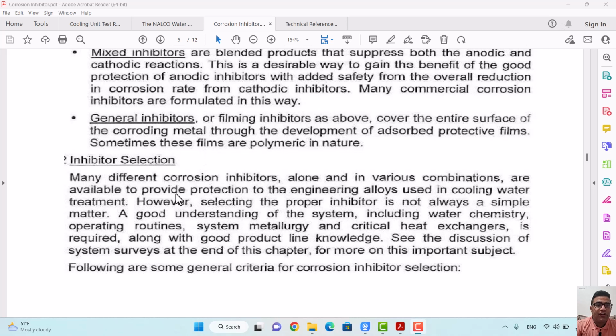Inhibitor selection. Many different corrosion inhibitors, alone and in various combinations, are available to provide protection to the engineering alloys used in cooling water treatment. However, selecting the proper inhibitor is not always a simple matter. A good understanding of the system, including water chemistry, operating routine, system metallurgy, and critical heat exchanger, is required along with good product line knowledge.